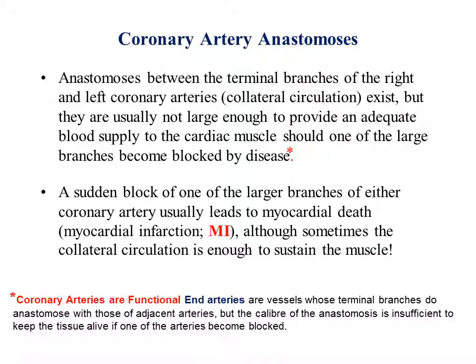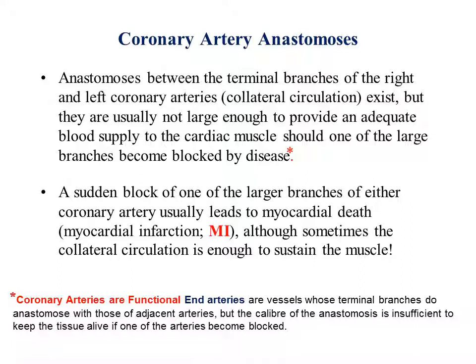As we mentioned, there is anastomosis between the right and left coronary arteries. And by the way, we need to know that. Look at what is written here: coronary arteries are functional end arteries and vessels whose terminal branches do anastomose with those of the adjacent arteries. This is the general definition, by the way, for anastomosis.